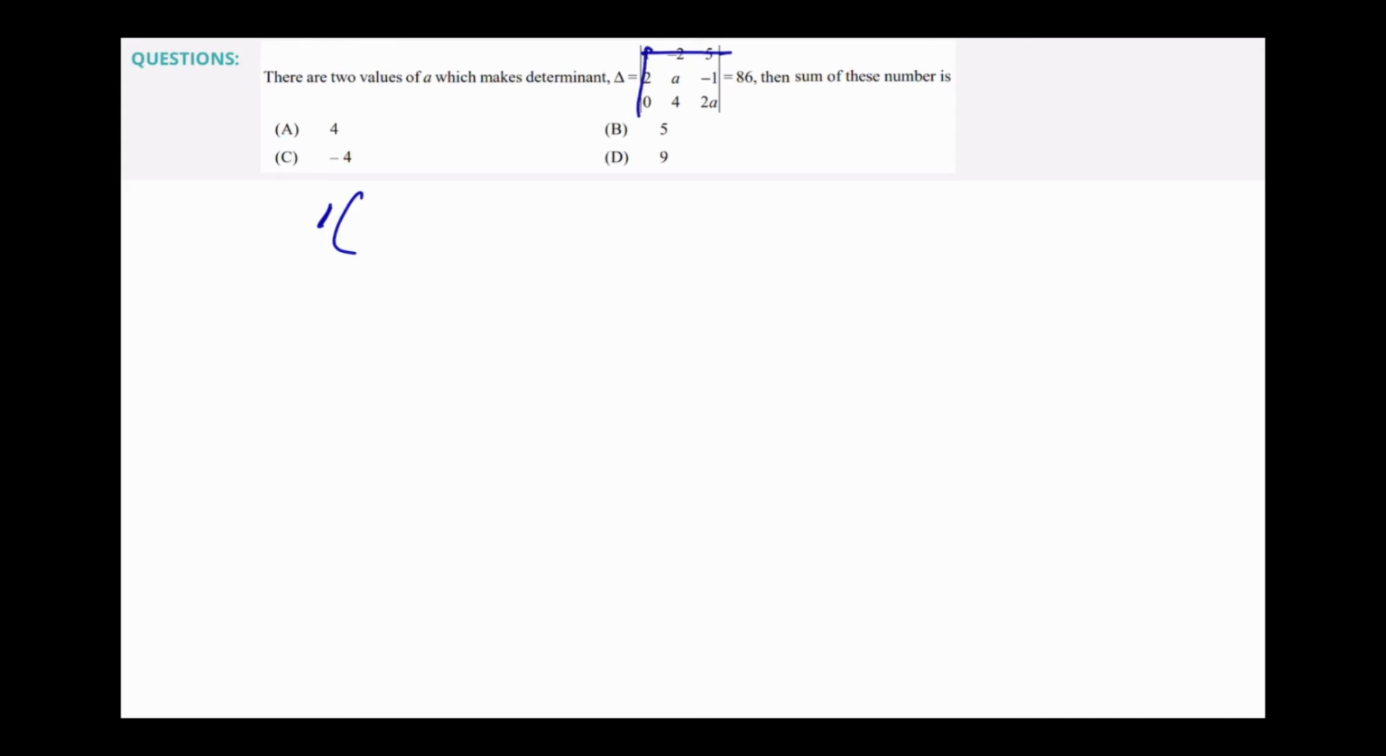So 1 into, if I expand along this, it will be what? A square plus 4, and then it's 2a square, okay? My bad. Minus 2 into, okay, and minus 4a minus 20 plus 0, correct?